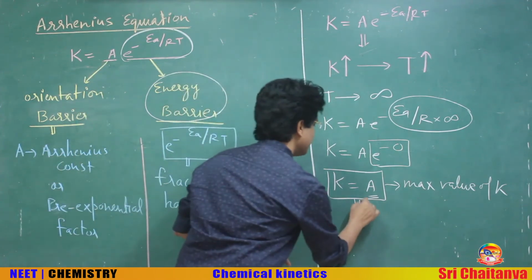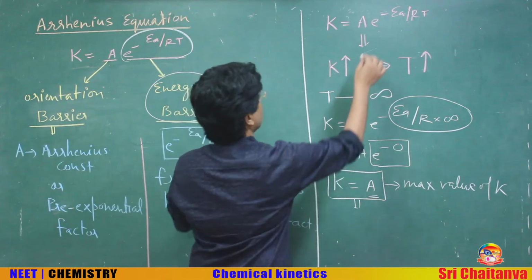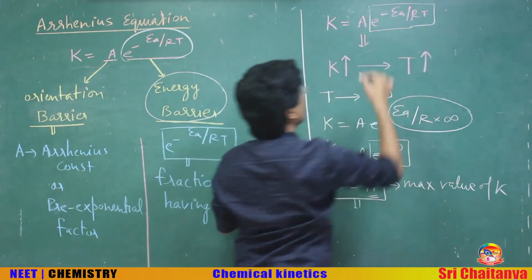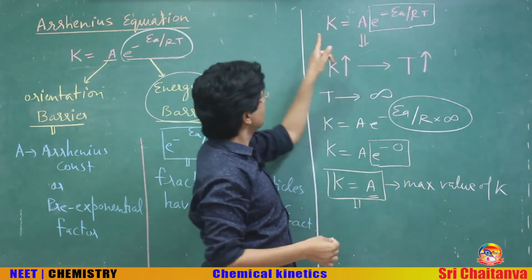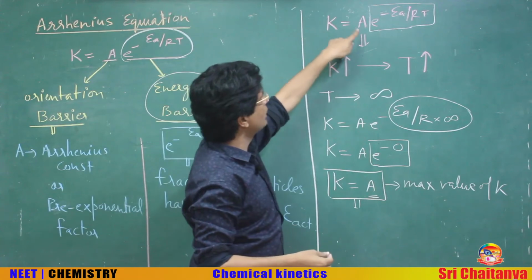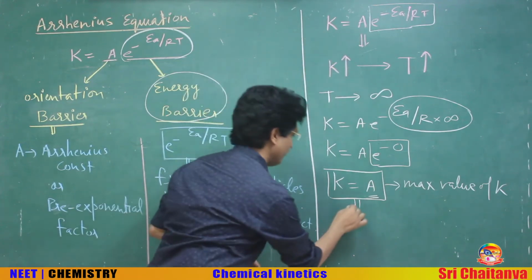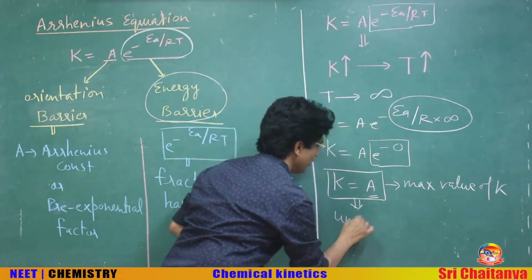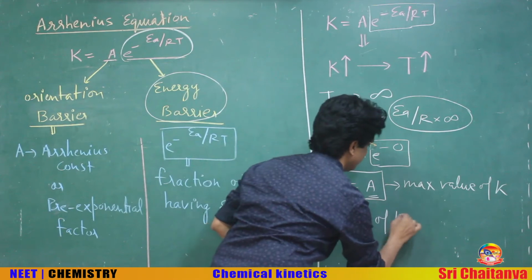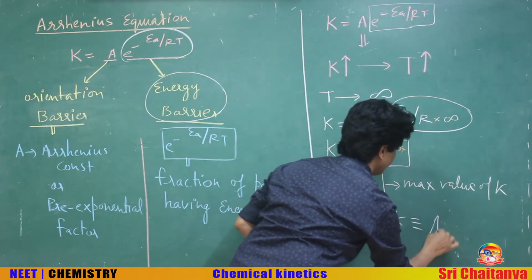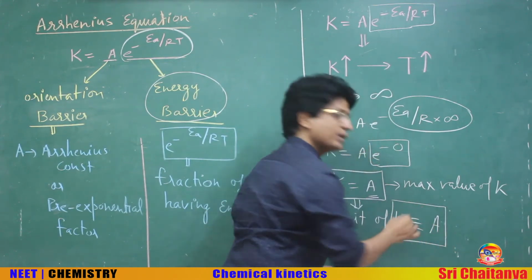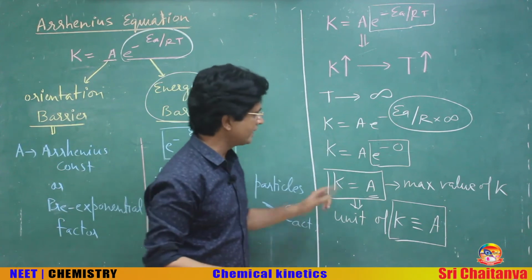Also remember that since the exponential term is a pure number, it is unitless. So I can say from here that the unit of K will also be the unit of A. A very important point to note: the unit of K is equal to the unit of A. Both A and K will have the same units. I hope you got that.